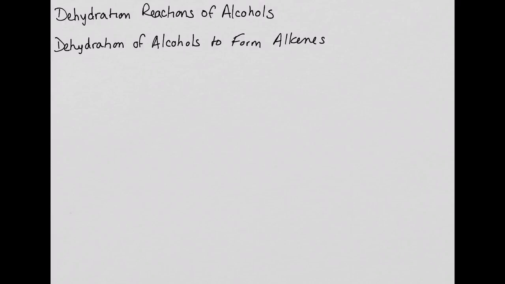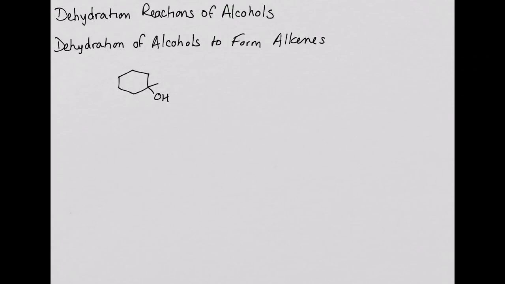This video will cover dehydration reactions of alcohols. There are actually two different types of dehydration reactions of alcohols, but they're related and the two compete, so we will discuss them together. The first of these is dehydration of alcohols to form alkenes. This is a reaction we've learned about before, so this is just review.